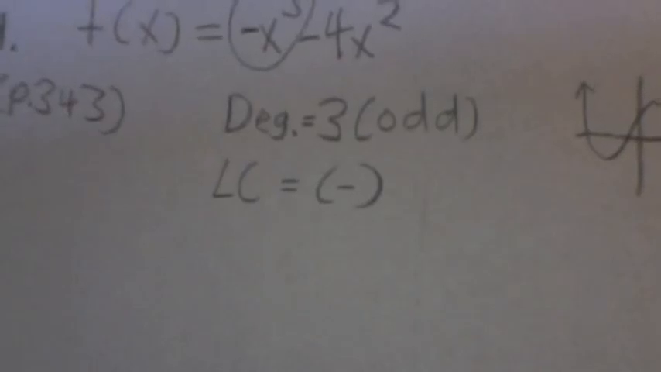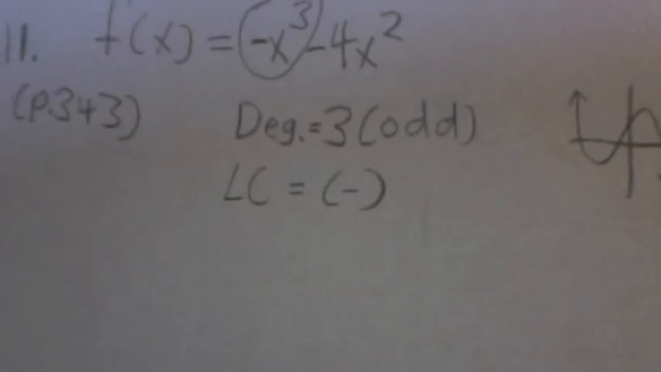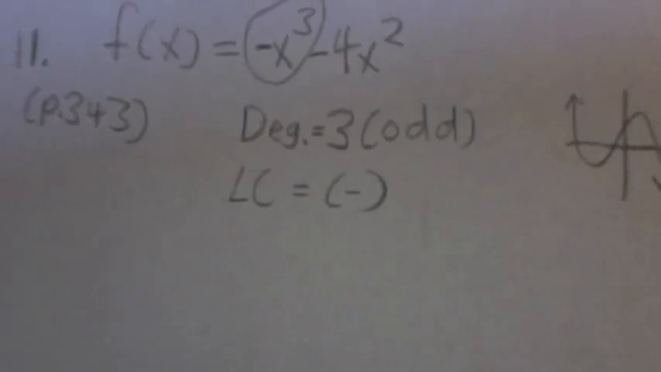The leading term is negative x cubed with an odd degree and a negative LC. The graph points up on the left and down on the right. We move on to the table of values. Plug in values for x to find y. Now graph the coordinates. Next, locate any real zeros.